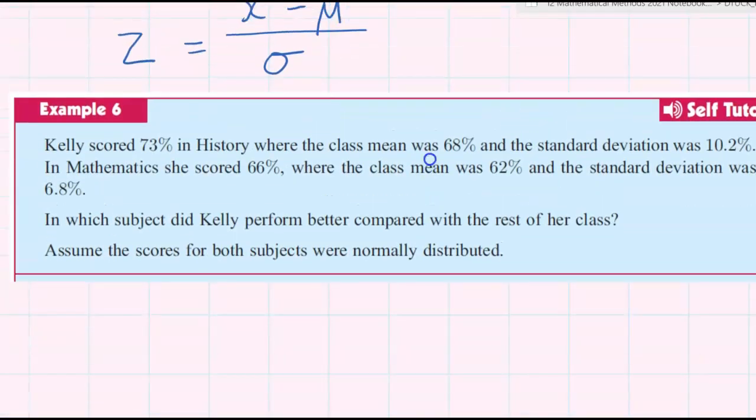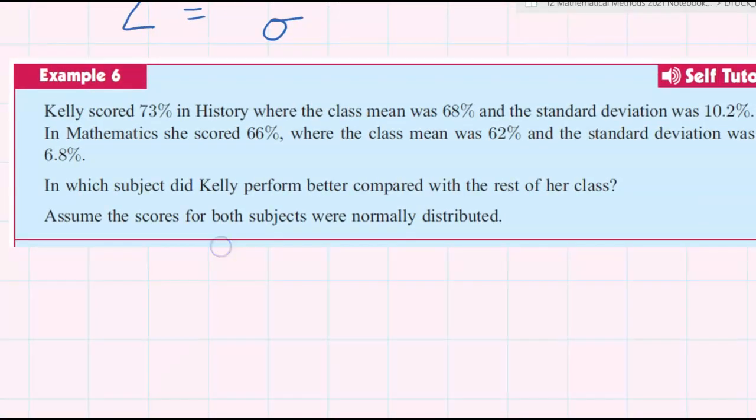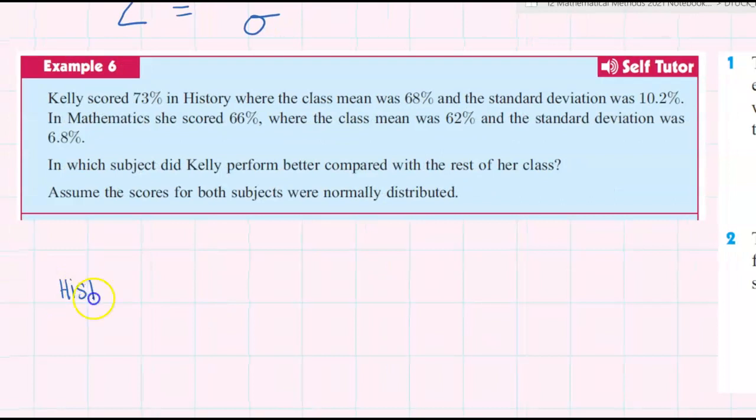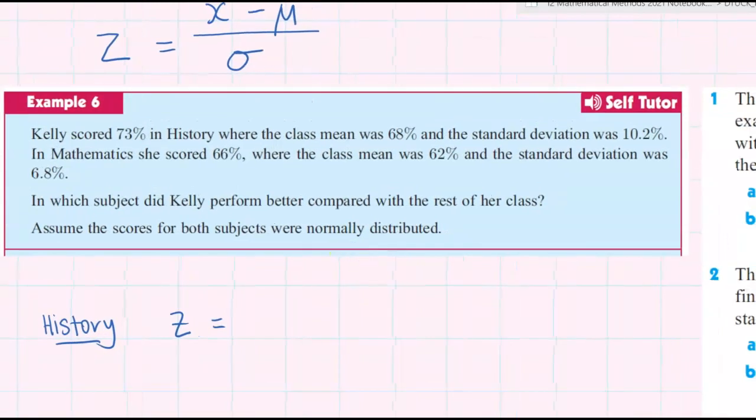Awesome. Okay, so for history, if you want to have a crack, you go ahead now. But for history, her z-score is going to be her score. That's what the x stands for. So what did she score? 73%, good. Minus mu, what's mu? 68%, that was the average. All divided by the standard deviation, which was 10.2. So chuck that in your calculator, please, and let me know what you get. 0.490.